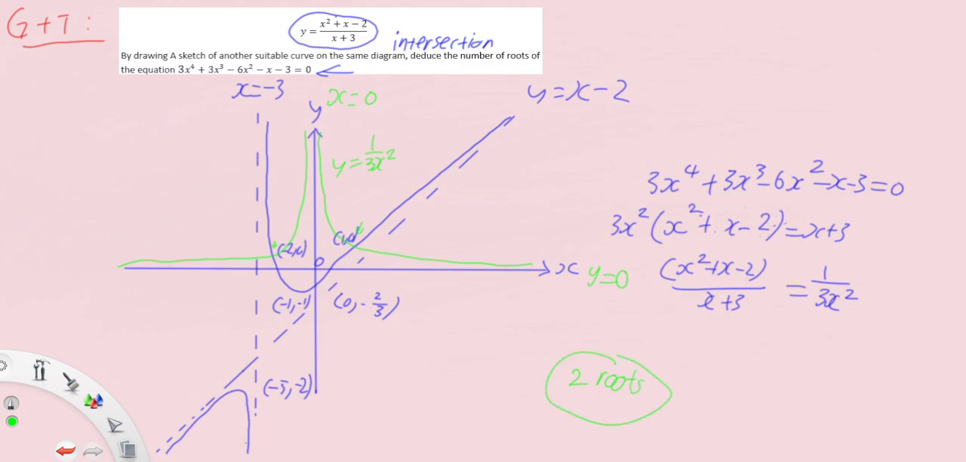All right, so this is the other type of intersection questions where you have to find the equation of the graph that is going to intersect with the original graph. All right, so there we have it, the second variation of our intersection questions.